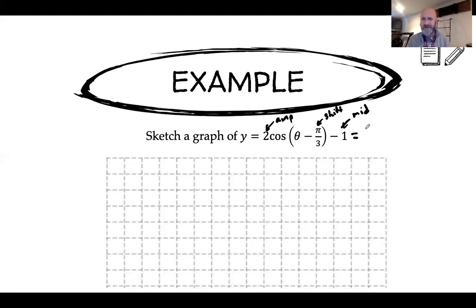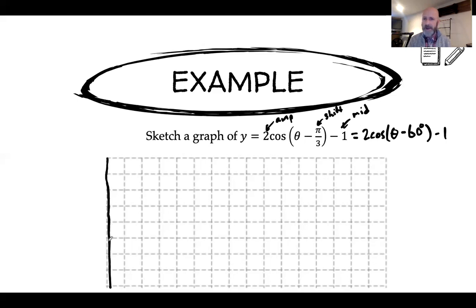It's shifted to the right by pi over 3. What I'll typically do is I'll typically do it in degrees rather than radians. Instead of minus pi over 3, I'll think minus 60 degrees. It makes everything so much easier to think in terms of degrees and how it relates to your standard sine or cosine template. So let me show you what I mean.